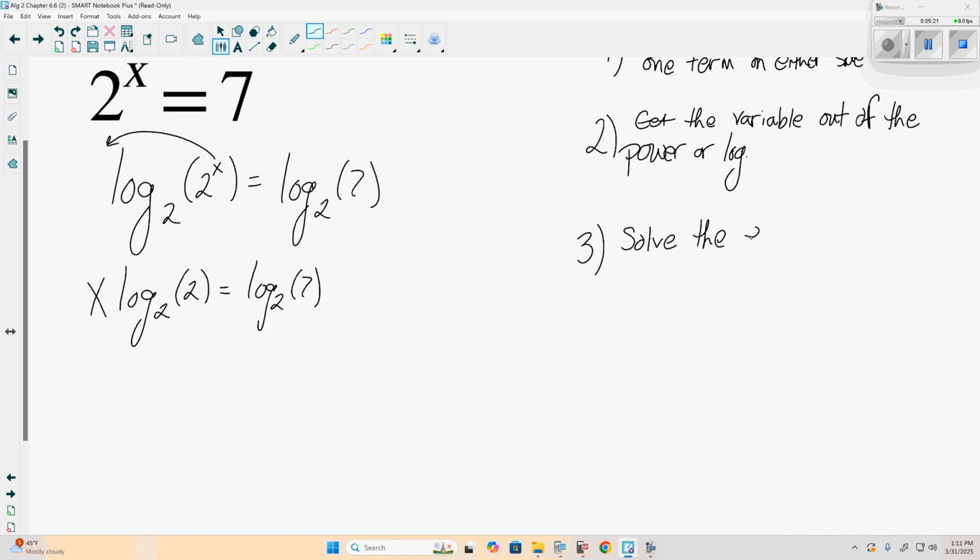Now we just need to solve the equation. We just need to solve for that variable. Sometimes we have to get it by itself. We need to get it on the same side, but we need to solve for x.